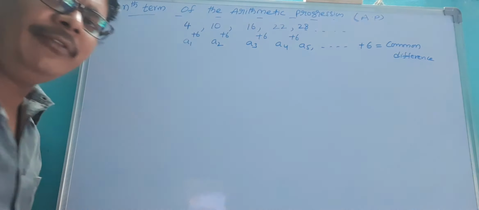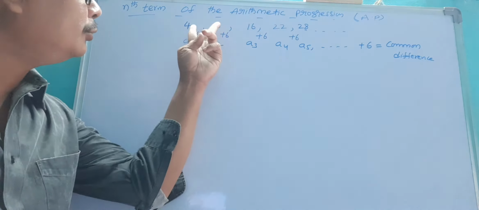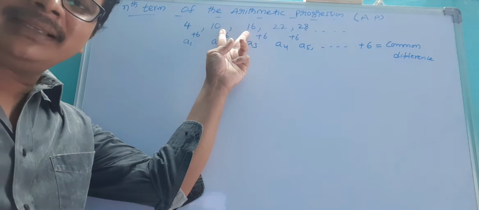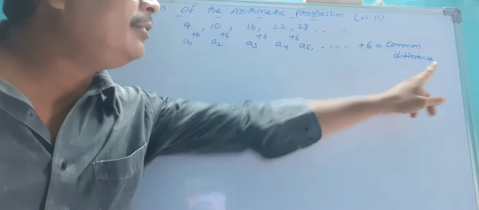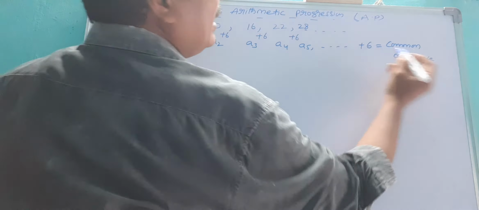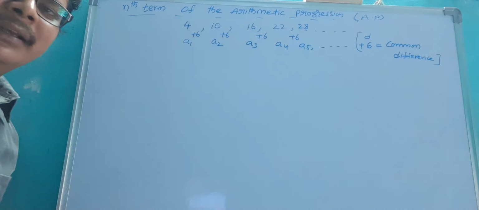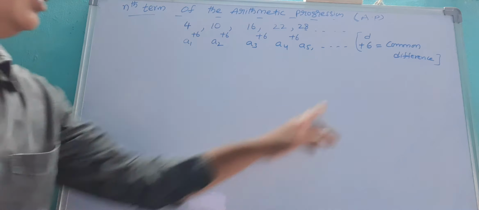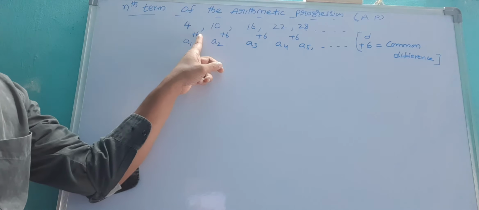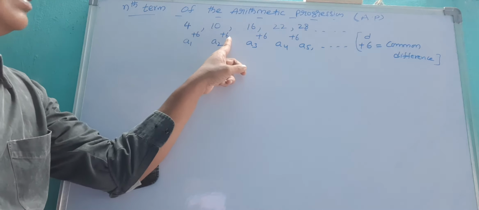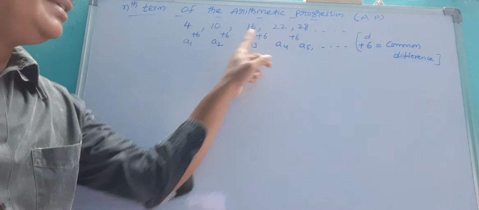What is meant by common difference? Common difference means the difference between two consecutive numbers in an arithmetic progression. This is indicated by the letter D. So here D means common difference. 4 is A1, 6 is D, 10 is A2, 6 is D, 16 is A3, D is 6, like that.